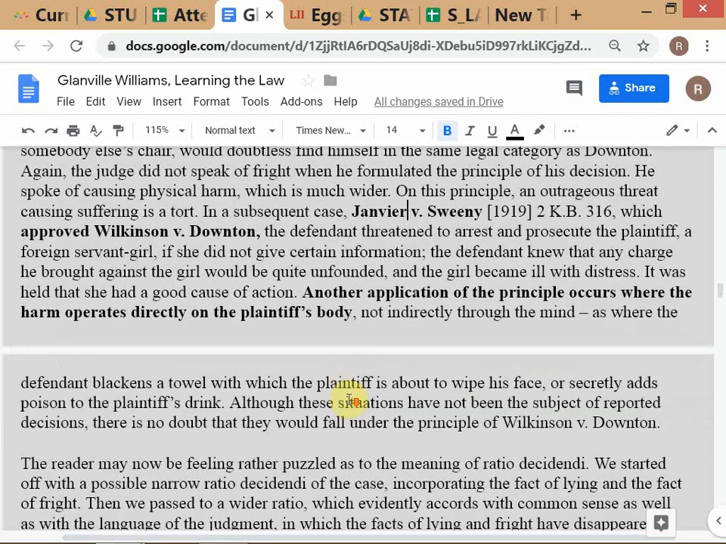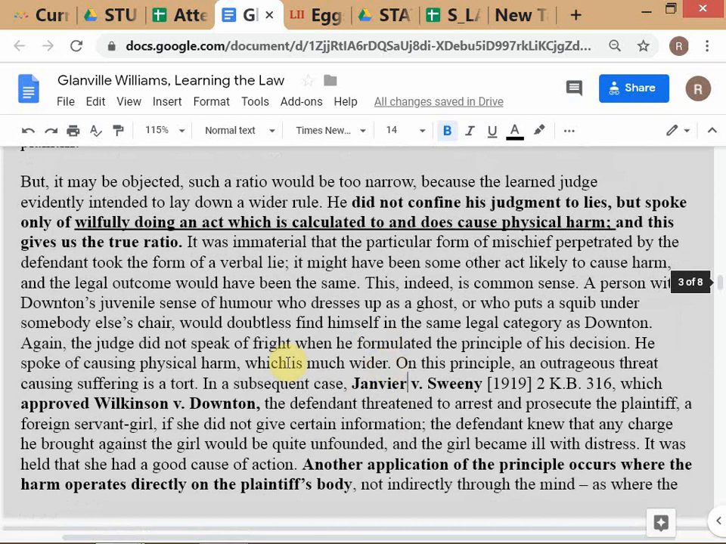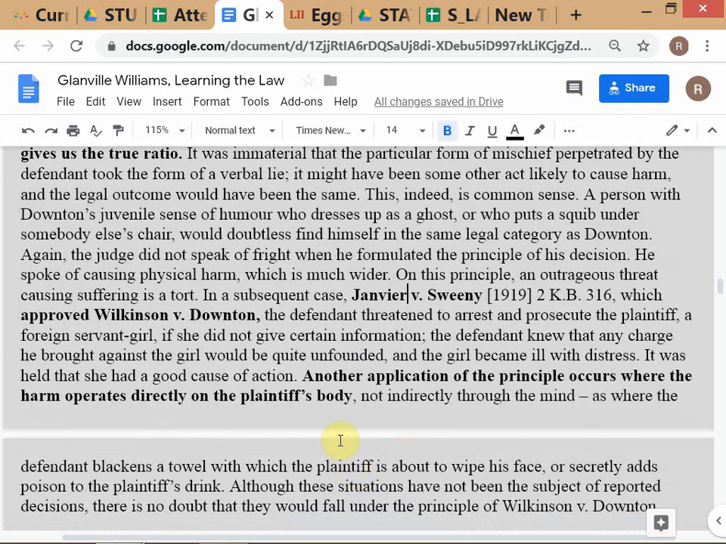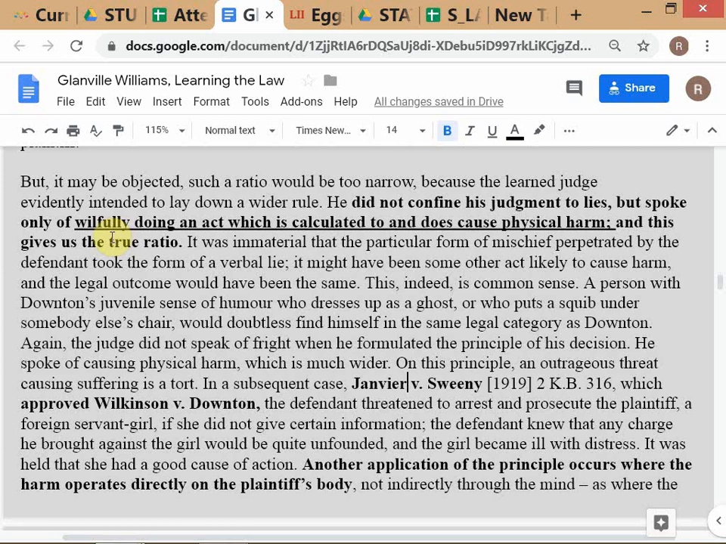All right, and so if you see here, I'm just trying to follow the sequence in the article, which is actually not very well sequenced, because he could have put some other stuff in a different sequence, but I'm going to follow what he's written so that it's easier for us to go up and down. So what he's saying is another application of the principle, and here's the principle he's talking about: willfully doing an act which is calculated to and does cause physical harm.